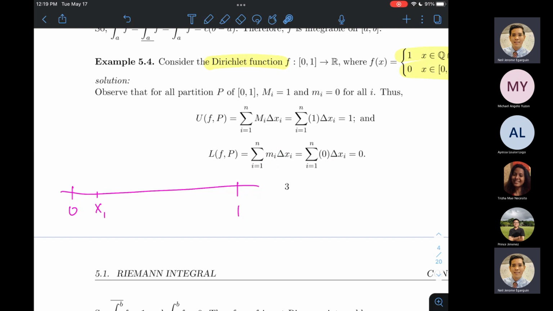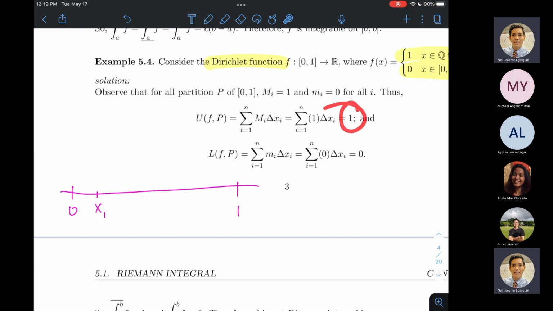So kahit ano pa si partition P, si upper Riemann sum ay laging equal kay 1 times the length of the interval. Kasi itong 1, lalabas siya sa summation ng delta x_i, alam na natin yan ay b minus a lamang. B minus a in our case is 1. So the upper Riemann sum is always equal to 1, and the lower Riemann sum is always equal to 0. Constant yung upper at saka lower Riemann sum.